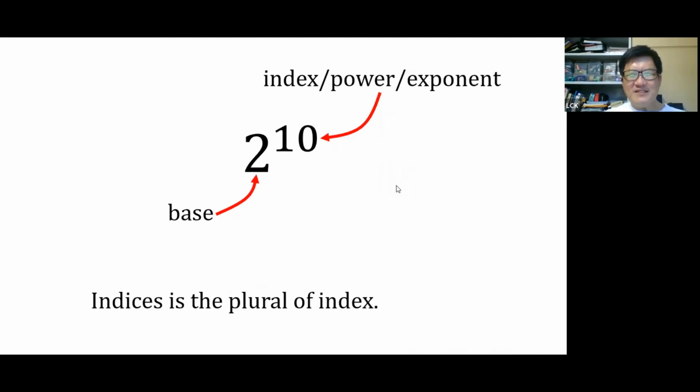Now, indices is really the plural of index, all right? So if you see a number like 2 to the power of 10, now this 2 here, that's called the base. All right, so 2 is called the base, and 10 is variously called the index or the power or the exponent. You can call it the index, you can also call it power, you can also call it exponent. All right, choose the term that you like. Index, power, or exponent. So this is the base, and that's the power or exponent.